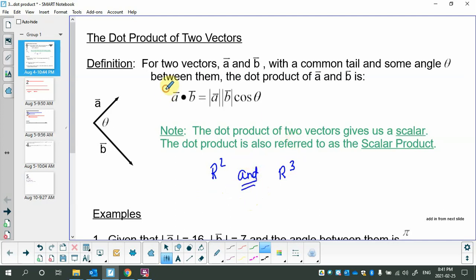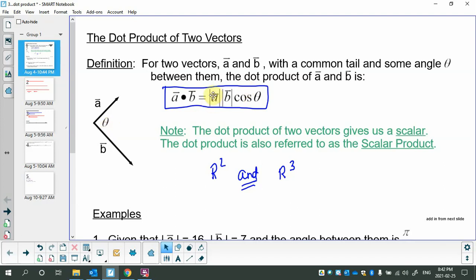So one of the formulas is this thing right here. So lots of little notation bits to it. For two vectors, vector A and vector B, with a common tail, so here's a vector A and here's a vector B, and there's the common tail, and some angle theta between them, the dot product formula is the magnitude of A multiplied by the magnitude of B multiplied by the cos of whatever angle that is. And you can do that in either radians or degrees.